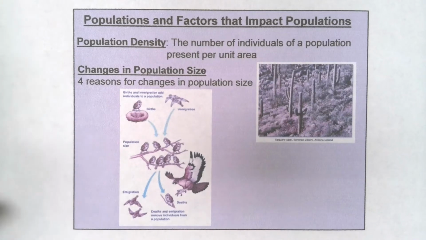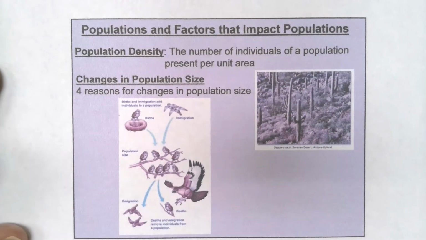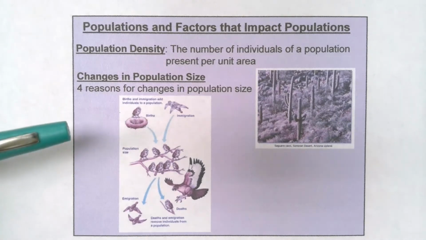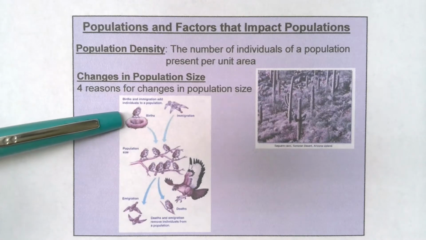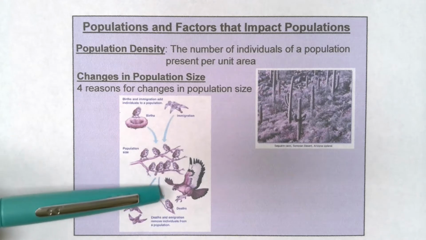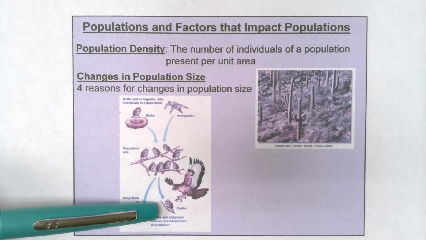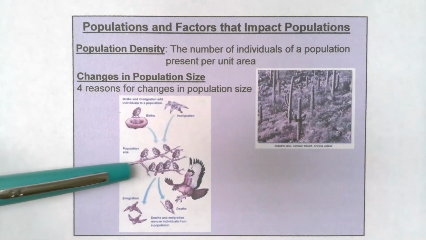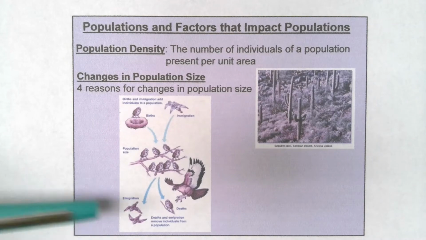Okay, now populations are going to change size. There's 4 reasons for this in general, and we can see those here in the diagram. Number of births, or the birth rate. Okay, notice the arrows going into the population of the birds sitting on the tree. Number of deaths, or the death rate. Okay, and then immigration, individuals coming into the population, and emigration, individuals exiting.